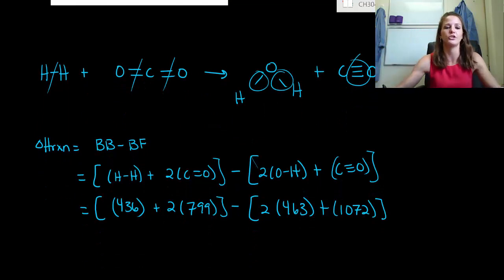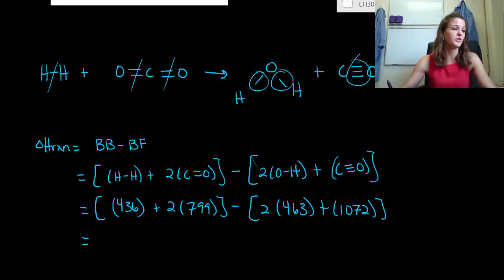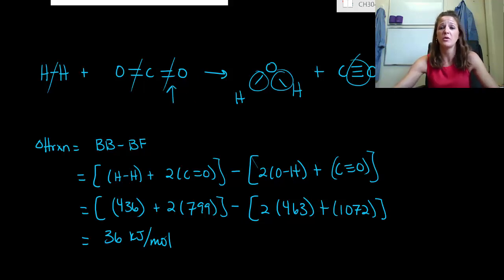You should be writing this out as you go, but I'm kind of lazy and we're dropping it just for simplicity and room. So if you do this in your calculator correctly, 436 plus 2 times 799, minus 2 times 463 plus 1072, you should get an answer of about 36 kilojoules per mole. And you can always check your answer and ask, would I expect this to be endothermic? Would I expect this to be exothermic? I would expect this to be endothermic, so a positive value, because we're going from a double bond to a triple bond. Triple bonds are notorious for being unbelievably stable, so it's not surprising at all that we end up with something that's about 36 kilojoules per mole.